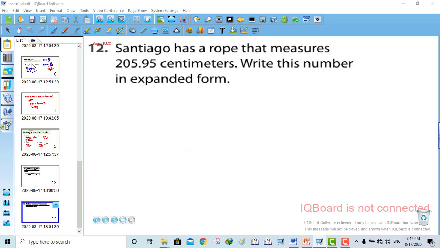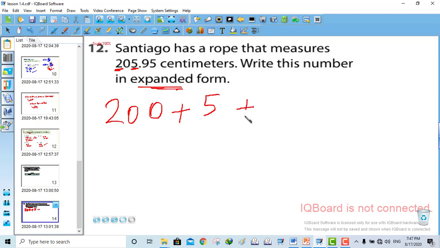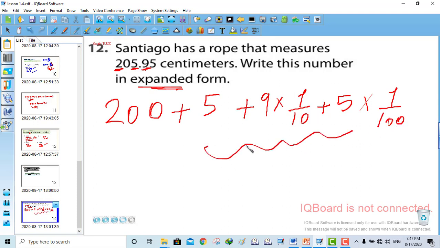Question 12. Santiago has a root that measures 205 and 95 hundredths centimeters. Write this number in expanded form. Oh, to expand it, we should cut it. So 2 in hundreds place, so it's 200 plus 0 in tenths, so nothing. Here 5 in the ones, so 5 times 1. Okay, so it's only 5 plus, the 9 in the tenths place, so 9 times 1 out of exactly 10, plus finally the 5 in the hundredths place, so 5 multiplied by 1 out of 100. This is called expanded form.